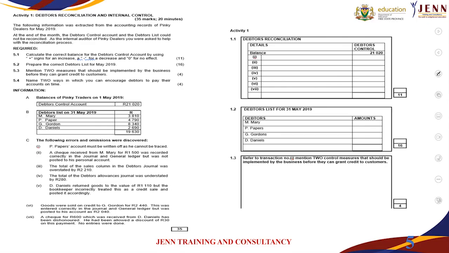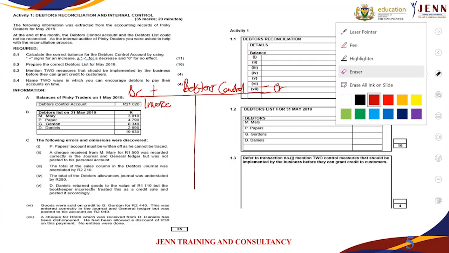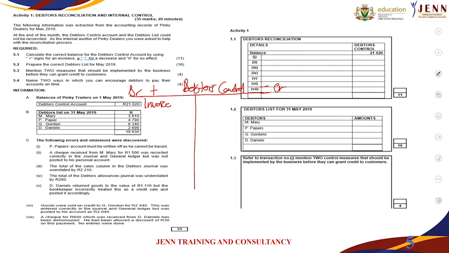Let me just draw them on the board. So let's say this is our debtors control account. We all know that this is our asset account, therefore it increases on the debit side and decreases on the credit side. Now let's see which one will increase. The first one, like I've highlighted, will be the invoice. Once the invoice is recorded, it means it will come on the debit side. Why? Because we need to add the total amount of money that we are expecting to receive from the customer.